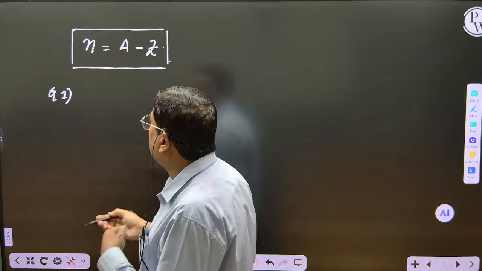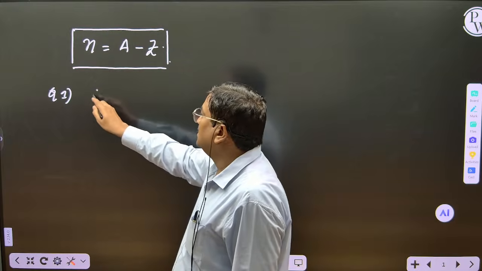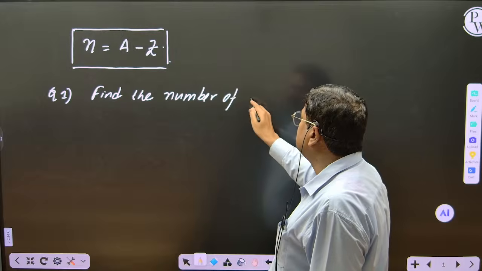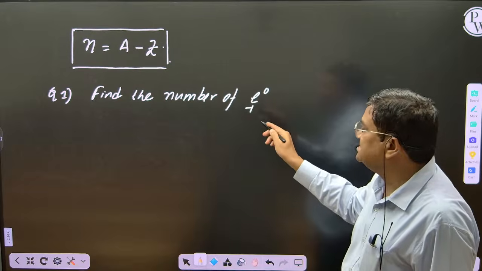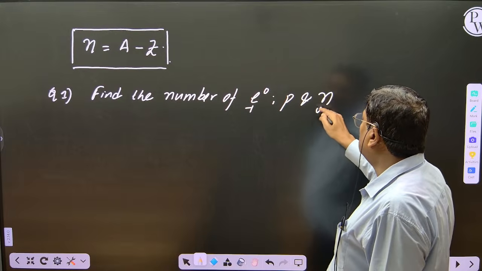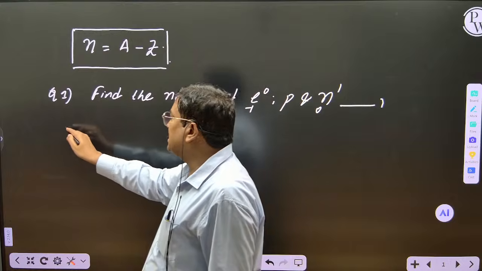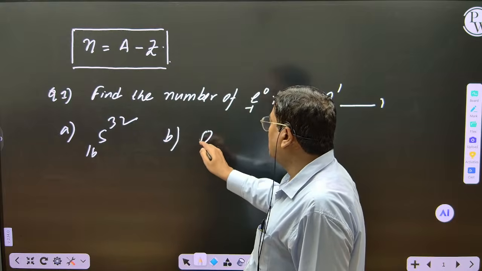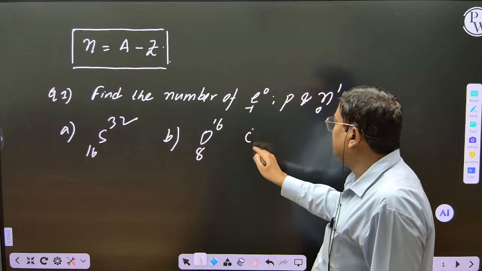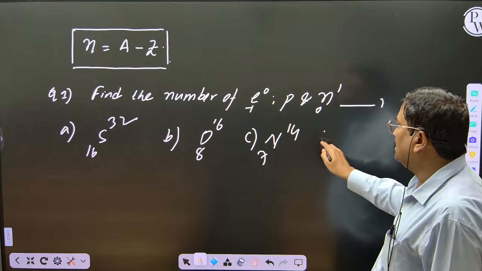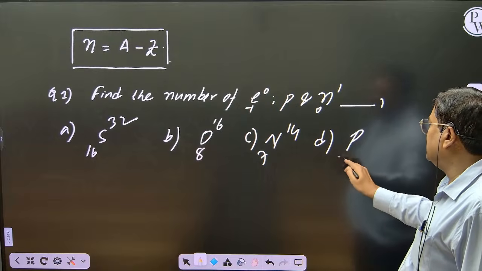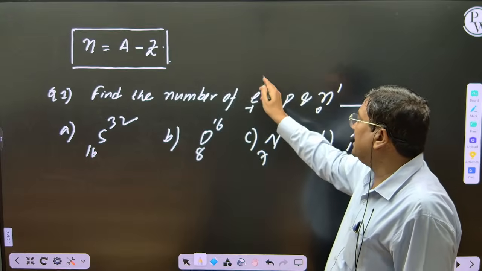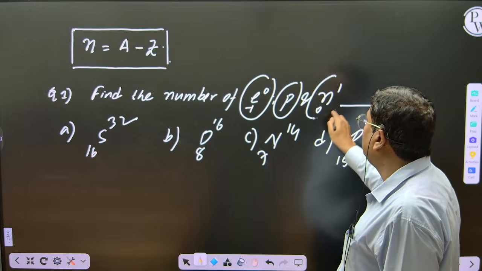Now write one question. From an exam point of view, this is how they ask. Find the number of electrons, protons and neutrons in: first part, sulfur 16, 32; B part, oxygen 8, 16; C, nitrogen 7, 14; D, phosphorus 15, 31. Write in this order: first for electrons, second for protons, third for neutrons.